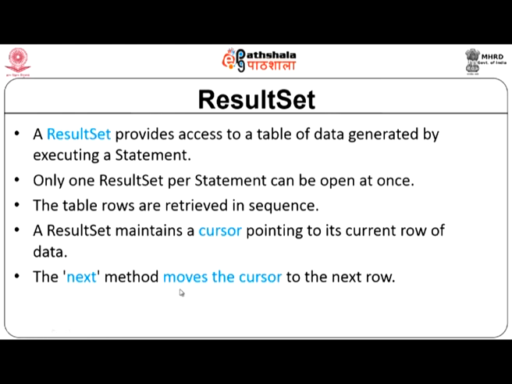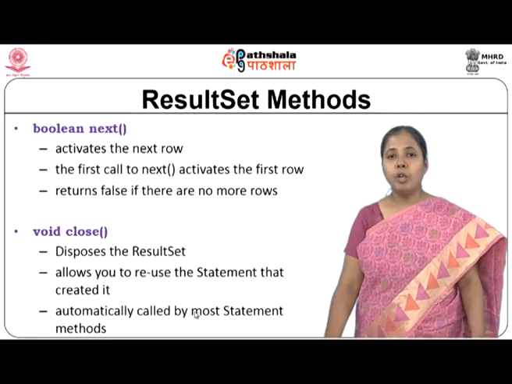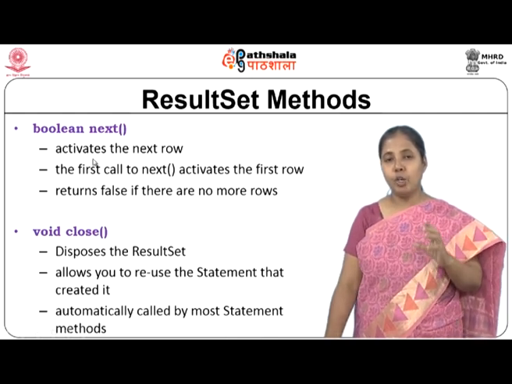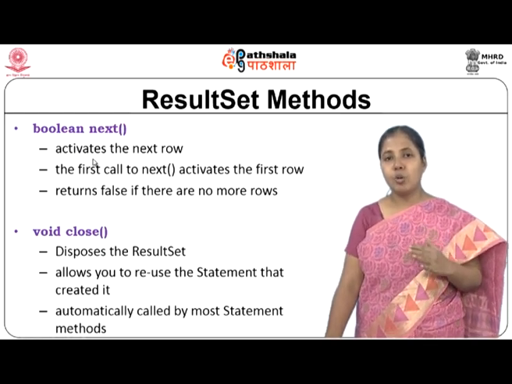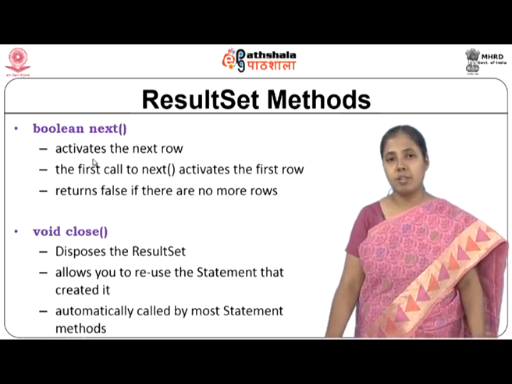In order to move the cursor in the result set, we have a method called next that moves the cursor to the next row. Now coming to the different methods that are supported in the result set. The result set provides you a table of rows, and you have a cursor using which you can process every row, every record from the result set.